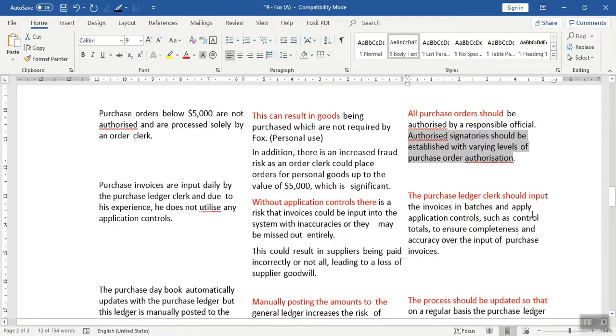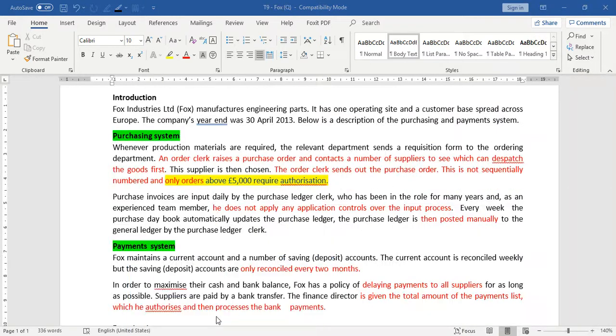Why do we need authorization? We need authorization because we want to prevent the staff from misusing the company money to buy their personal goods, misappropriation of the assets, to prevent it. Okay, so let's go to the next one.